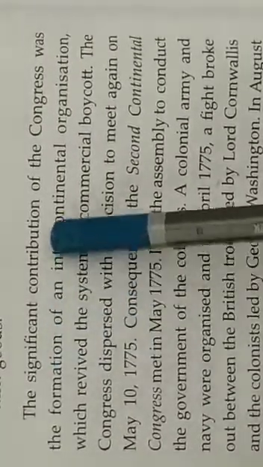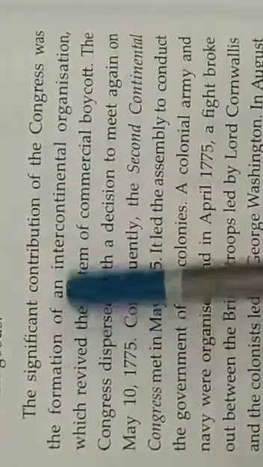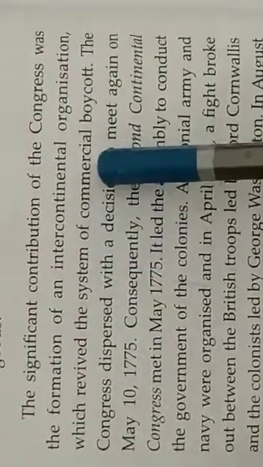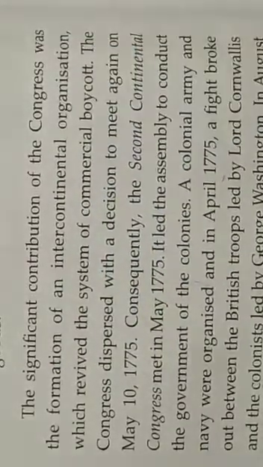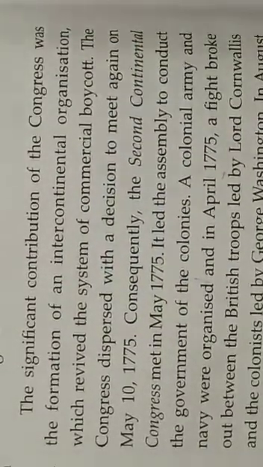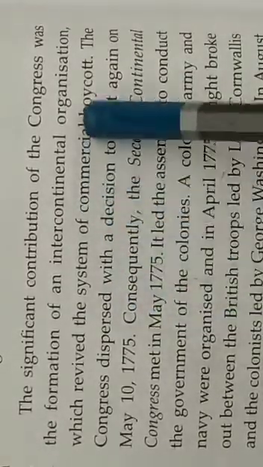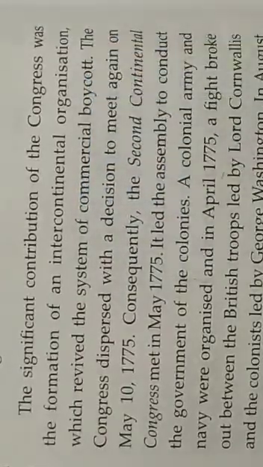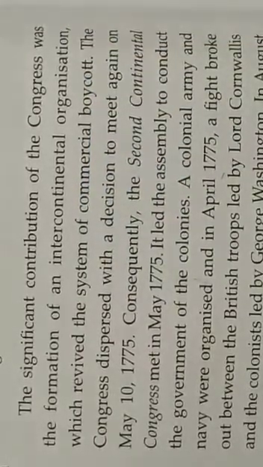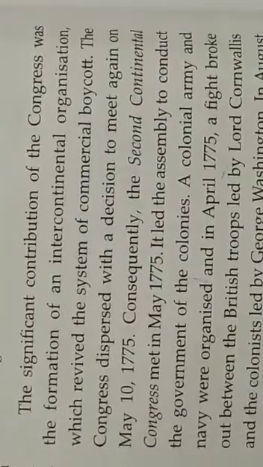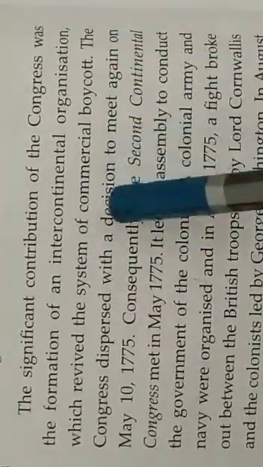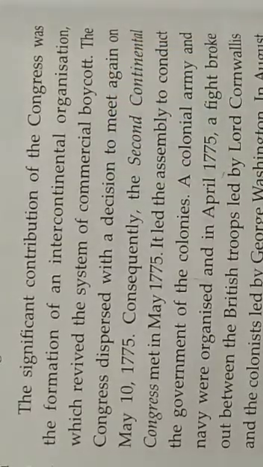The significant contribution of the Congress was the formation of an intercontinental organization which revived the system of commercial boycott. So the main contribution of this Congress was the formation of the intercontinental organization, that is, an organization which involves two or more continents. This organization revived the system of commercial boycott. It rediscovered the boycott system.